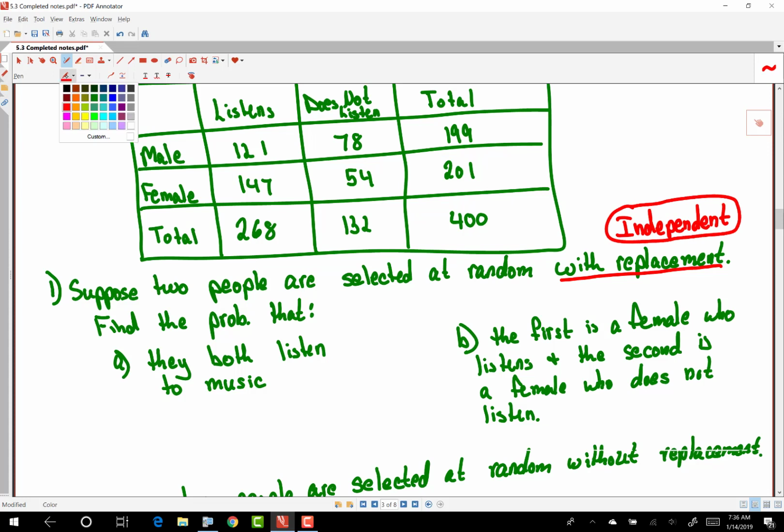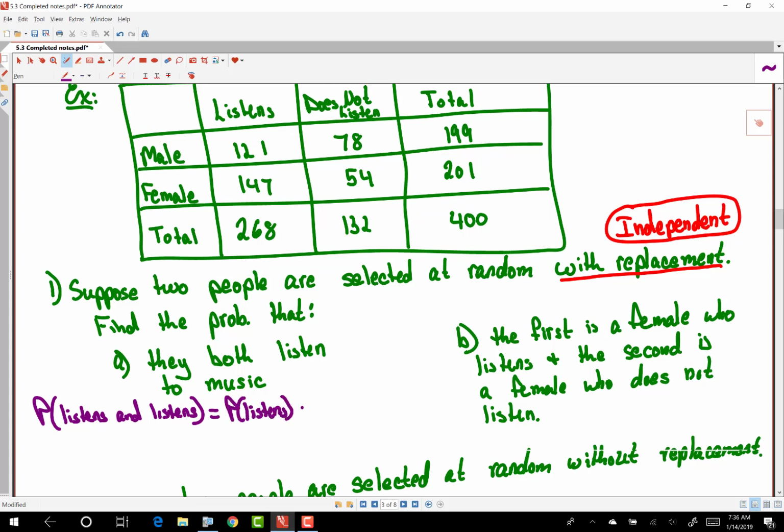Okay, so let's do these. So we want to find the probability that they both listen to music. So we're looking for the probability of listens and listens. And just remember that when you're selecting more than one, you're going to multiply. This is where the multiplication rule comes in. So this is going to be the probability that someone listens times the probability that someone listens.